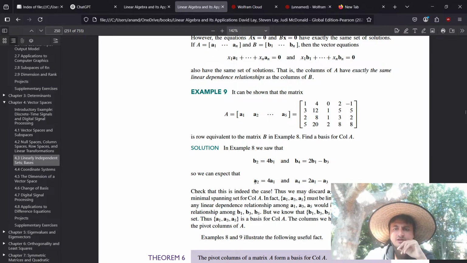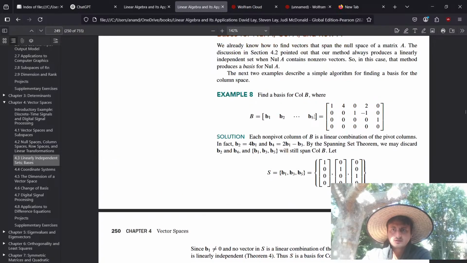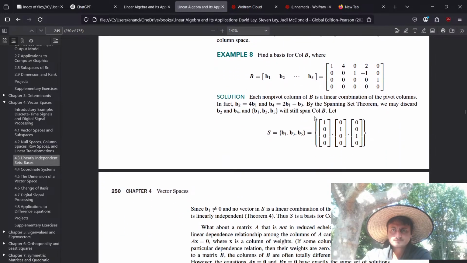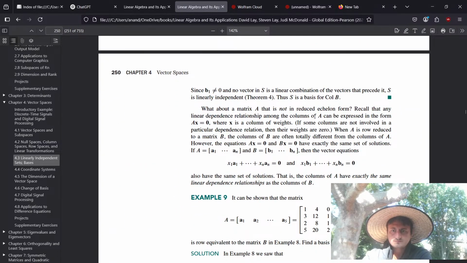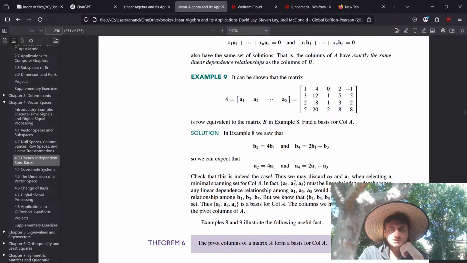Oh, okay, so we can expect that the linear dependence relationships are exactly the same. That's interesting. A2 is equal to 4. Okay. All right. Check that this is the case.